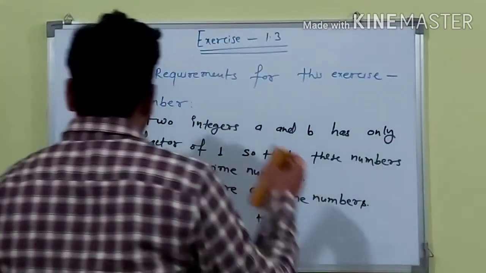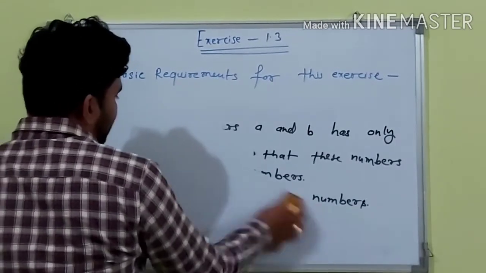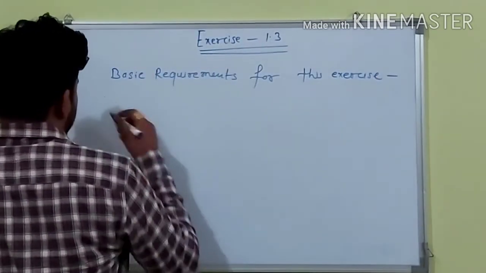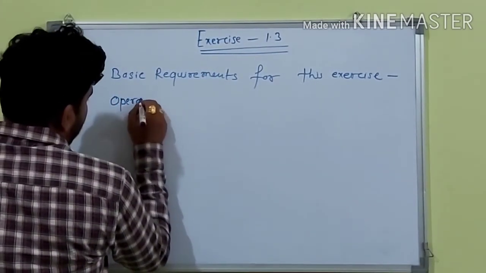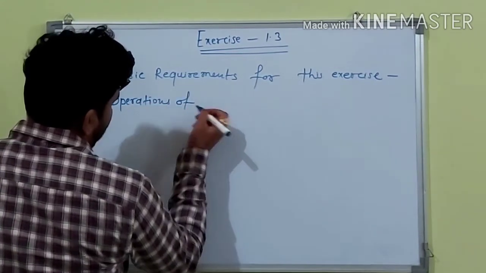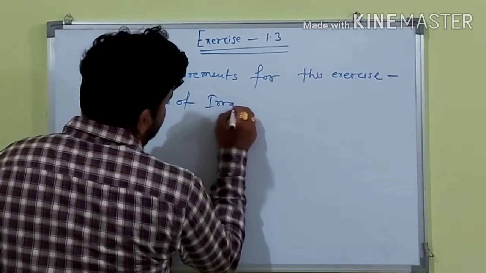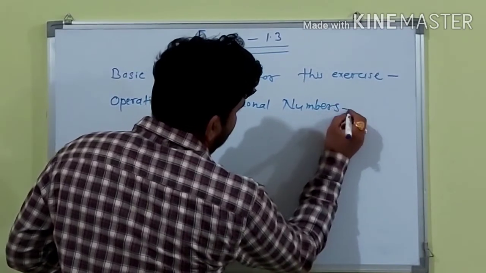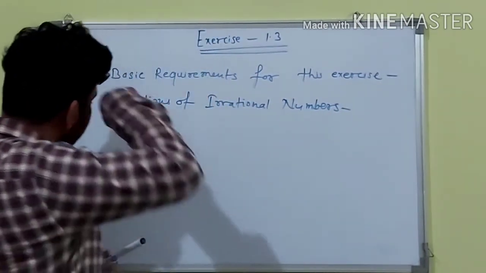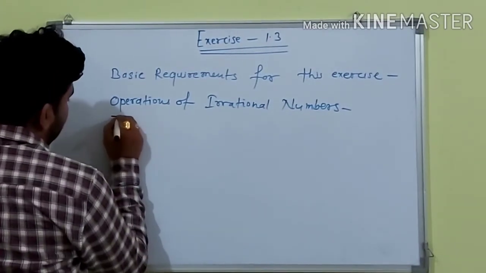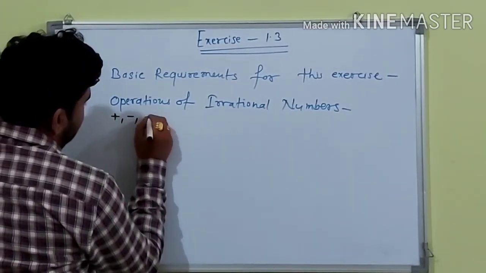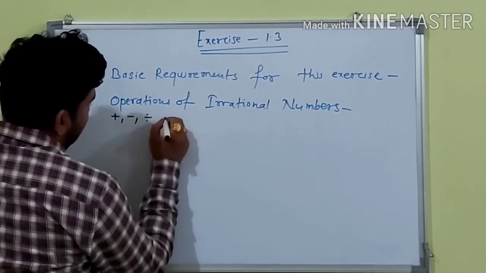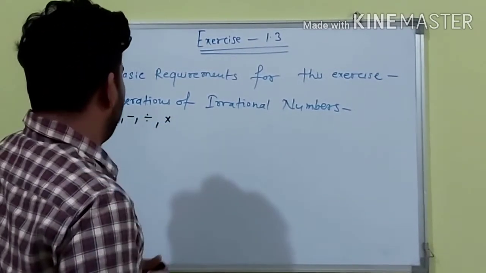And the second basic requirement is operations of irrational numbers. So what are operations? Operations mean plus, minus, multiplication and division. These are called operations.